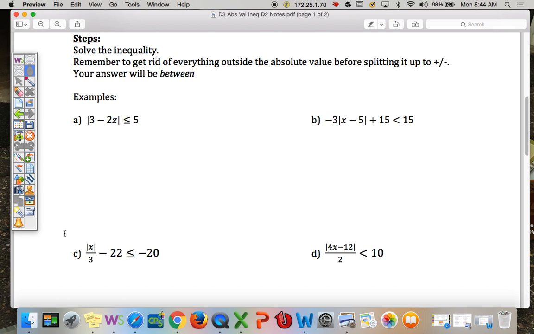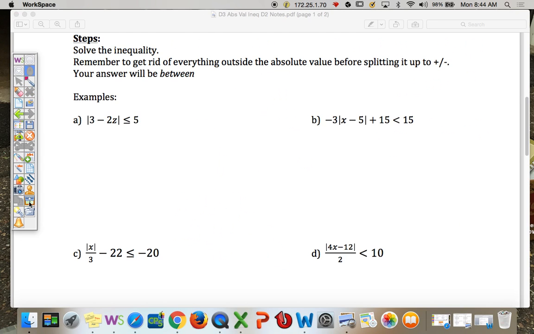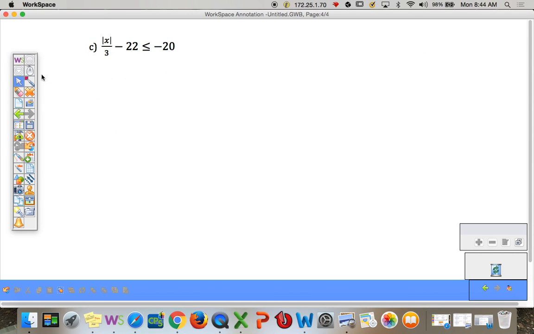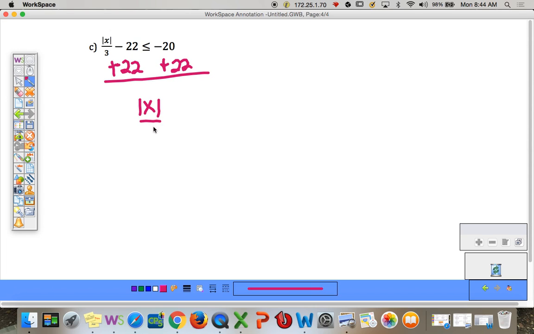Again, there's numbers on the outside, so we want to get rid of them first. So here, first we're going to add 2 to each side. We'll get the absolute value of x over 3 is less than or equal to, actually this would be positive 2. And then we're going to get rid of the divided by 3 by multiplying by 3. So we have the absolute value of x is less than or equal to 6.